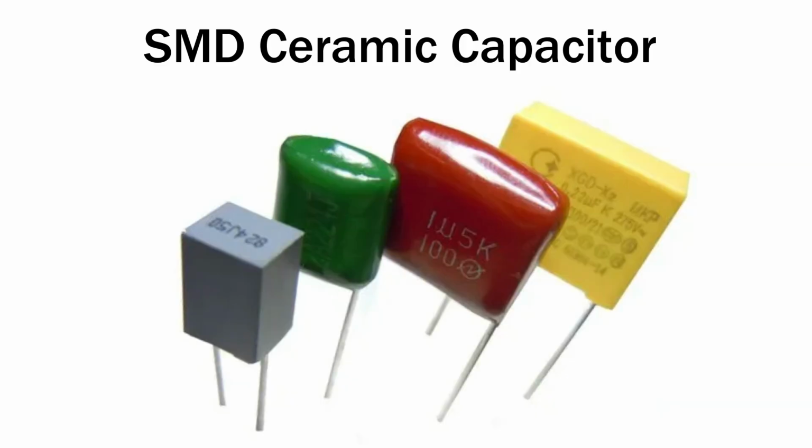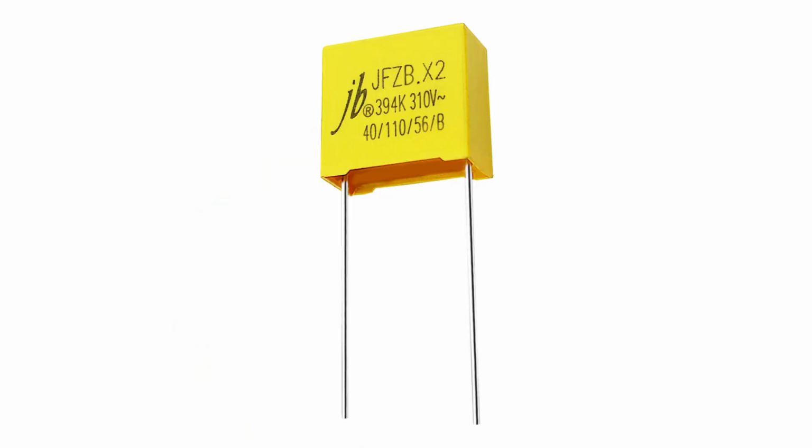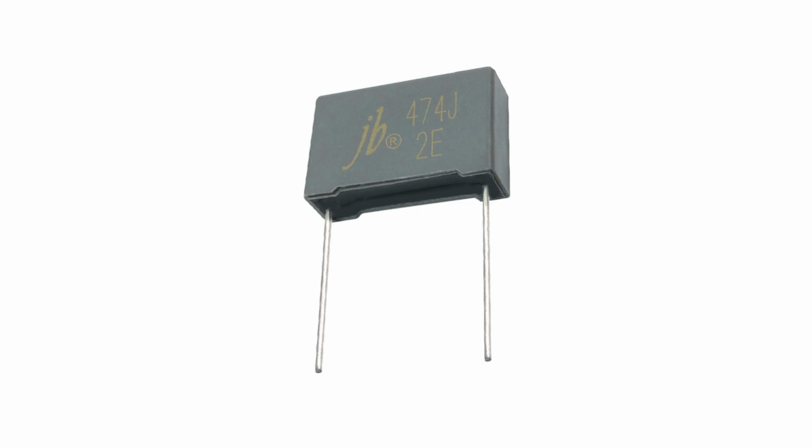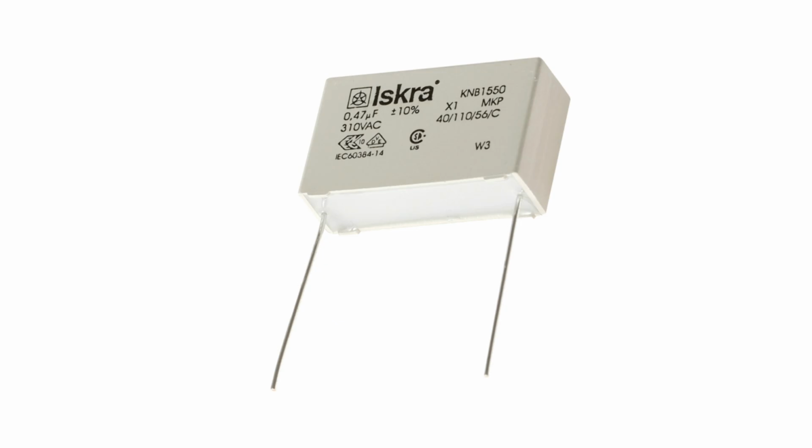Film capacitors are a type of capacitor that use a thin plastic film as the dielectric. They're popular because they're stable, reliable, and have low loss. Usually rectangular or box-shaped. Often come in yellow, green, blue, or red plastic casings.